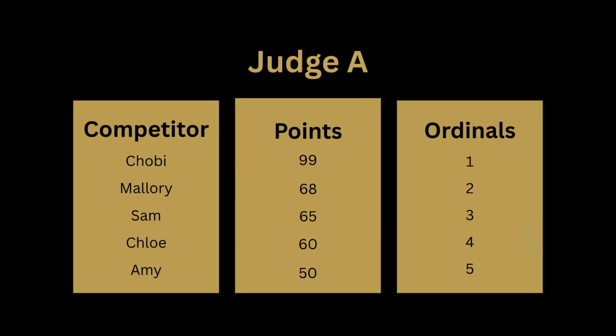Judges score each routine as they happen. After the judges have scored all the competitors in an event, the computer sorts each set of results from highest to lowest total score and then converts those scores into ordinals.